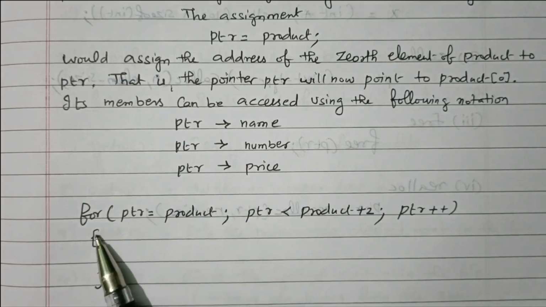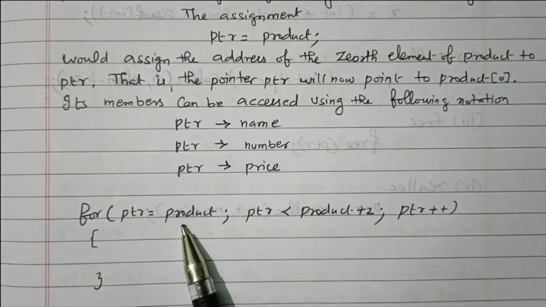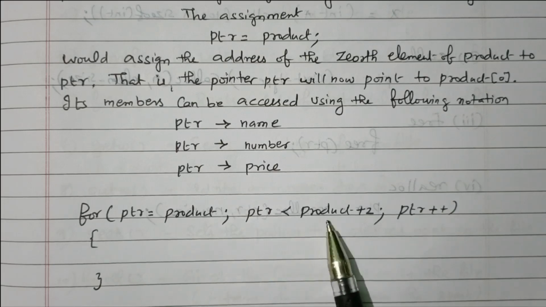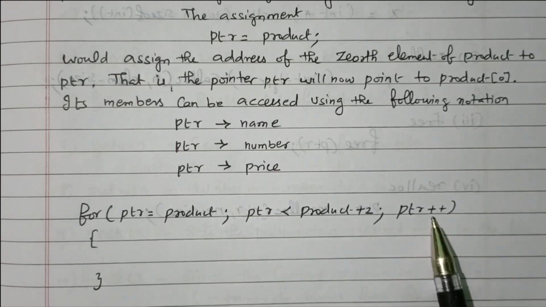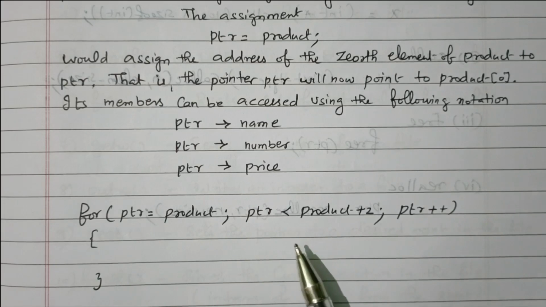So this is the for loop: for (ptr = product; ptr < product + 2; ptr++). Right, already we declared two variables, so we can open the for loop. Now we'll see the example program for this pointer.